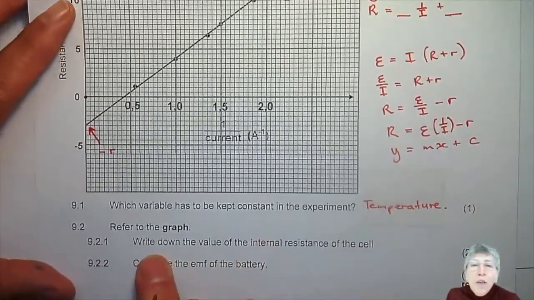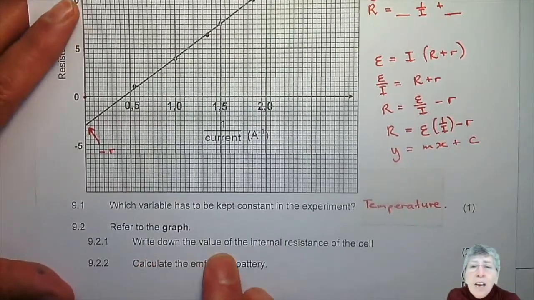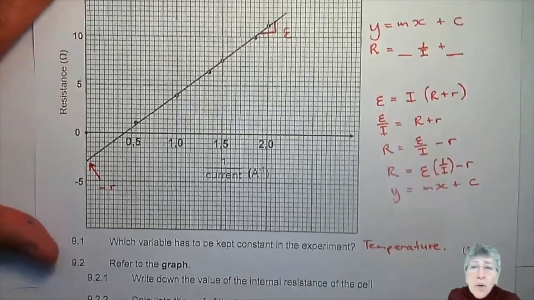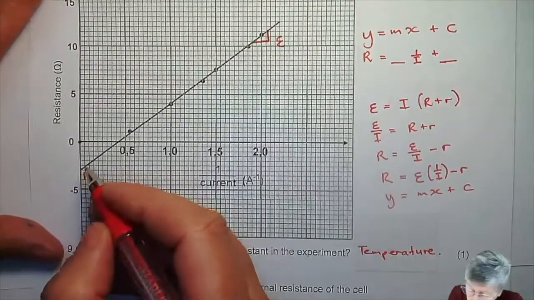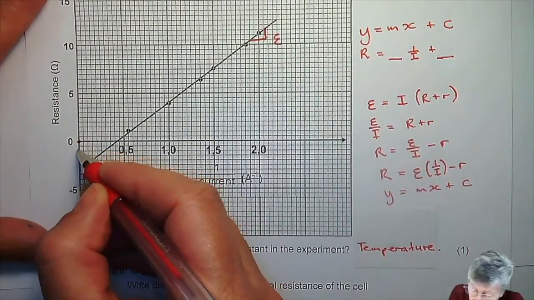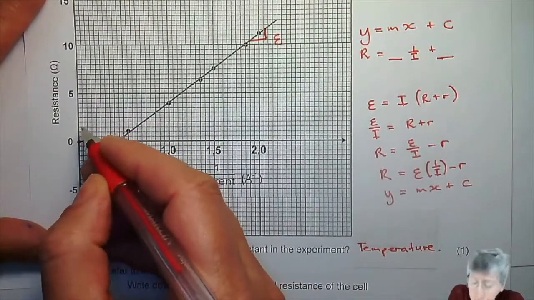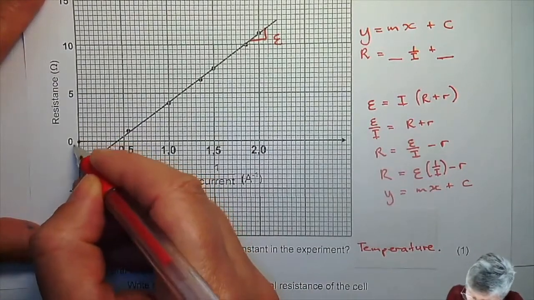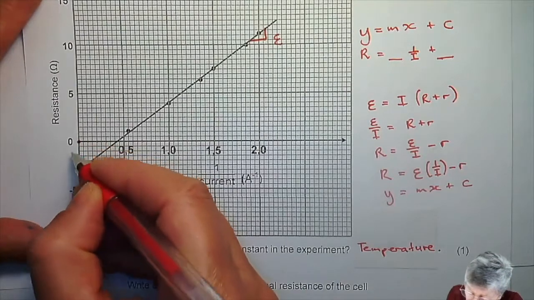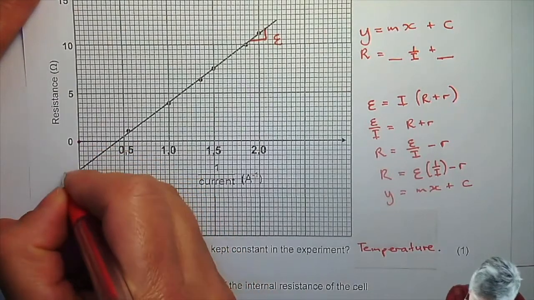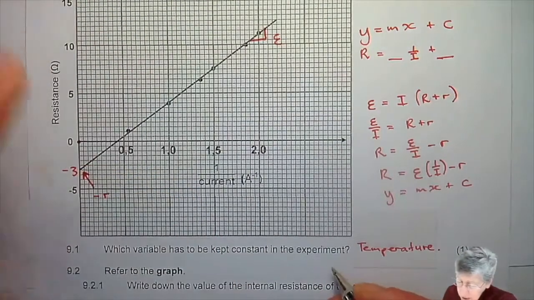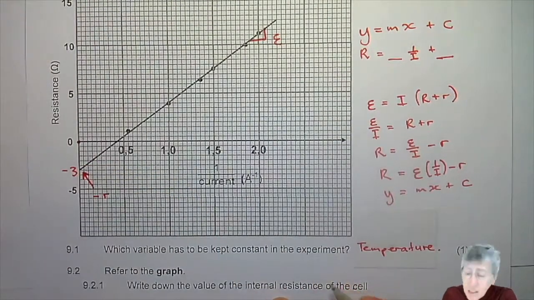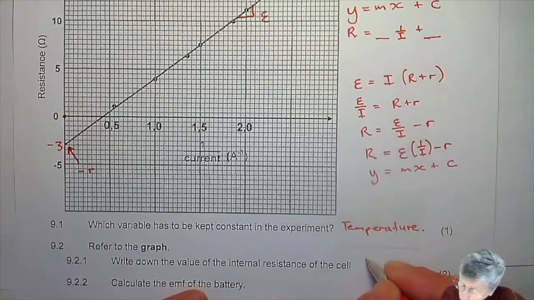Right, then refer to the graph. Write down the value of the internal resistance. Now we already know the internal resistance is going to be negative, that one. Then we are just counting the blocks to know how many is representing 1. Now there's 10 blocks over there, so every 2 blocks is representing 1, and then I end up with minus 3 over there.